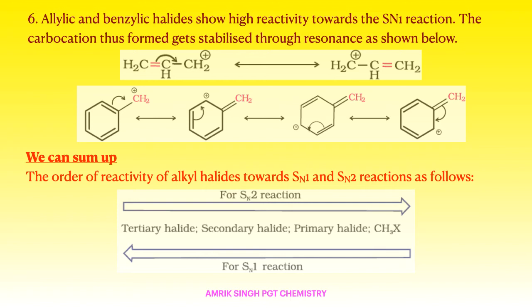For SN2, we are showing the increasing order: tertiary is the least, secondary is more, and primary is the most. And for SN1, the arrow is opposite. Primary is the least, secondary is more, and tertiary is the most reactive in this mechanism.